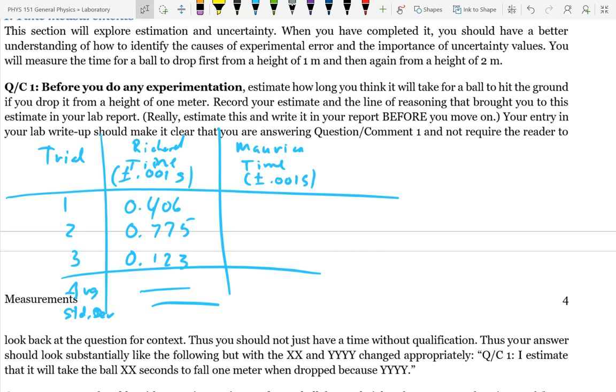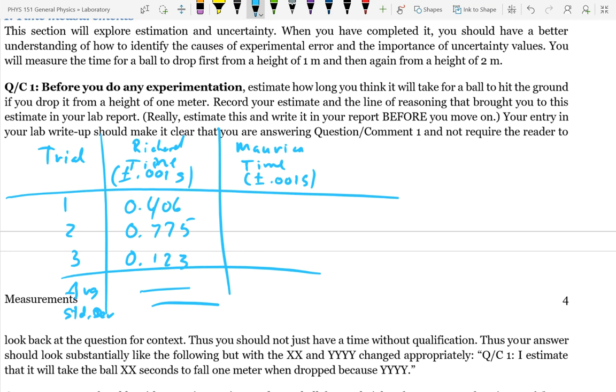So QC1 says, before you do the experiment, estimate how long you think it will take for the ball to hit the ground if you drop it from a height of 1 meter. Record your estimate and the line of reasoning that brought you to this. You shouldn't just put 1.3 seconds because it seemed right. You should say, I estimate the time it's going to take for the ball to drop 1 meter will be 1.3 seconds because, and give your reason. So you shouldn't have to look back and see what the question is. Your answer should give you the information of what you're answering.